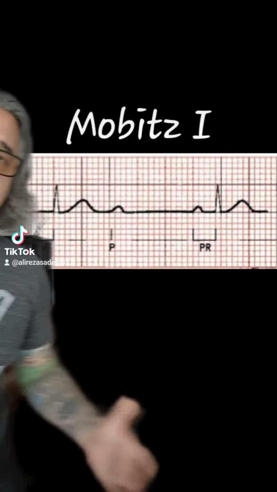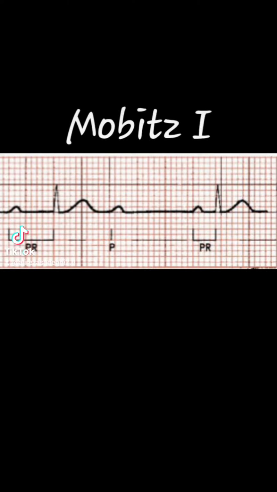Here is another example of Mobitz 1 or second degree type 1. Here is your non-conducted P wave, and if you look at the PR interval after and the PR interval before, there are two different measurements. So this is second degree type 1.